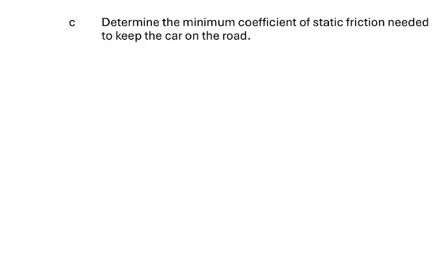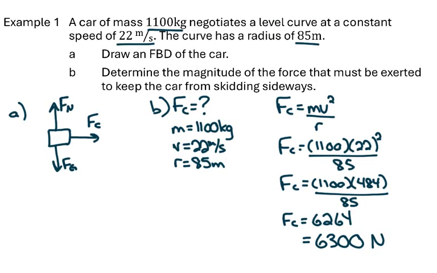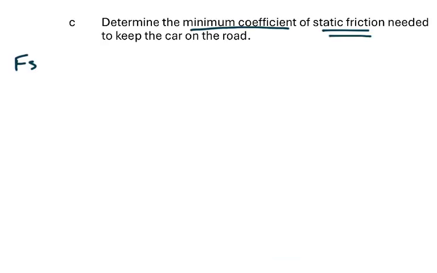Moving on, the minimum coefficient of static friction needed to keep the car on the road. So to get the coefficient of friction, we need to know the amount of static friction, which is going to be equal to the amount of the centripetal force pulling to the center. So static friction would be 6,300 newtons of friction that we need to equal that. The coefficient of friction would be mu. We don't know that. Everything else has remained the same.